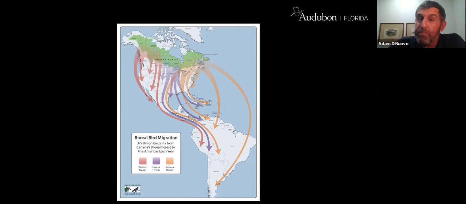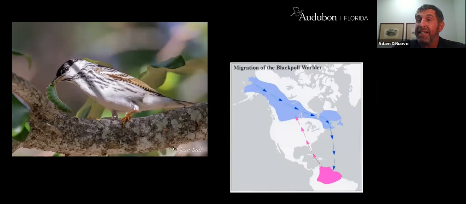But then they did blackpoll warbler research, started looking at some banding data from blackpoll warblers, and they put transmitters on them. And you can see in this map how strange this migration is. Even the blackpoll warblers that migrate all the way on the western edge of Alaska all fly east, pretty much to the east coast of the United States or maritime Canada. Then they fly south. That's the migration route they take when they're returning to their wintering ground. So that's really an amazing thing.